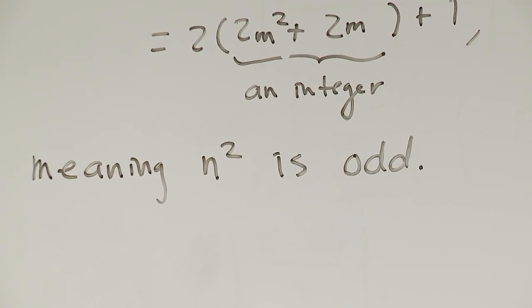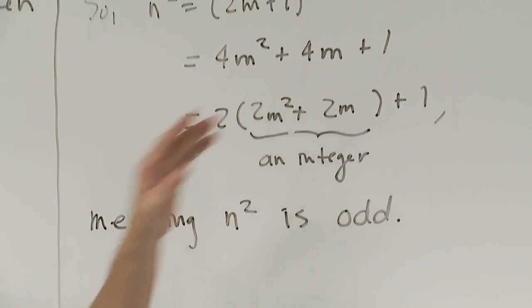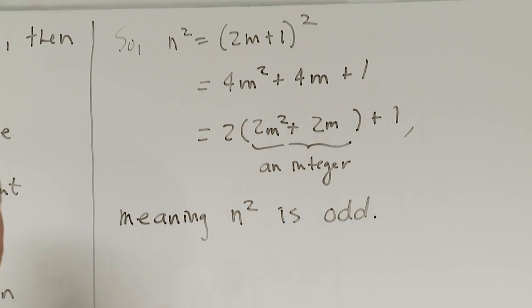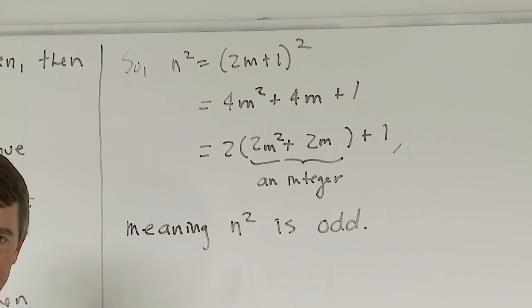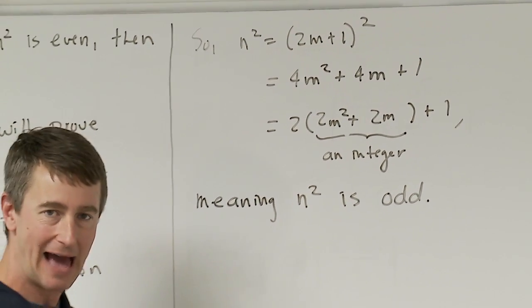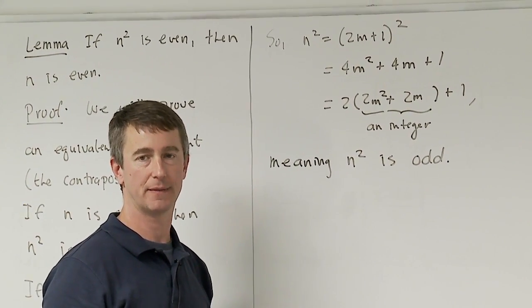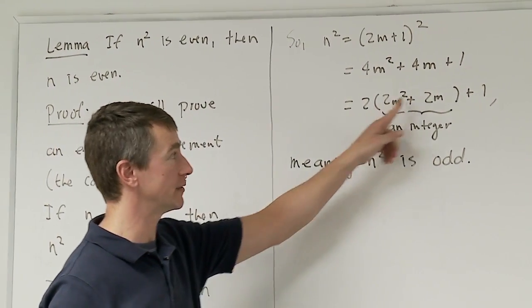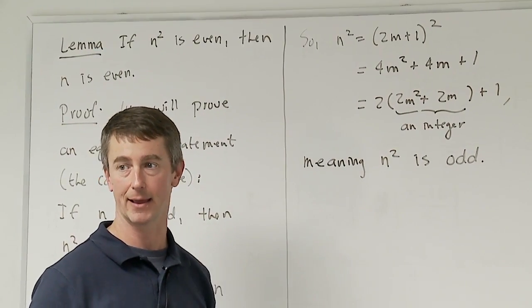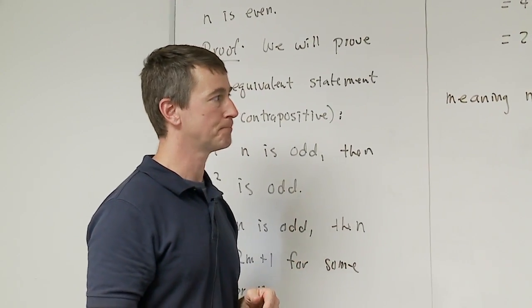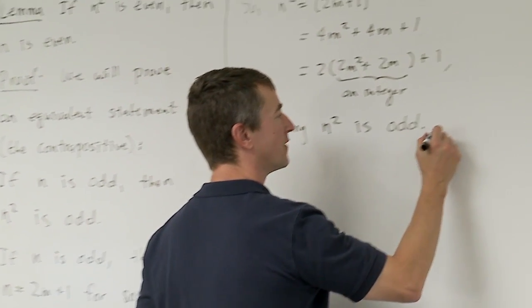And you might want to think a little bit about how you know that this thing, 2m squared plus 2m, is actually an integer, right? m and 2 are both integers, and you can convince yourself that if you add or multiply integers, you always get an integer as the output. That's not true if you divide. But we didn't do any dividing here. We just did multiplying and adding. And if you multiply and add integers as many times as you want, you always get an integer back. So this is our proof of the lemma.